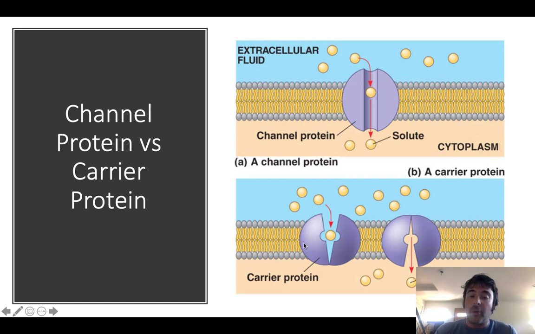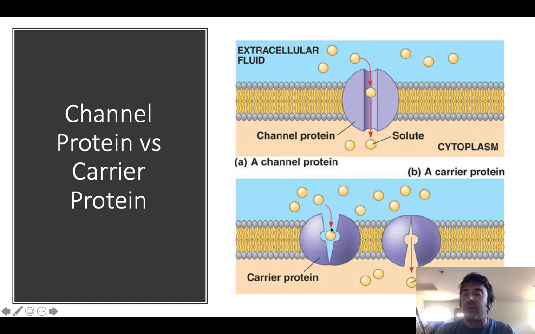So carrier proteins don't exist in an open or a closed state. That solute needs to bind to that protein, and that protein will change its shape, but it never just allows the free flow of material across the cell membrane. The reason that carrier proteins don't exist in an open or a closed state is that you actually need to activate them, and they prevent the free movement of solute. Also, carrier proteins are specific.